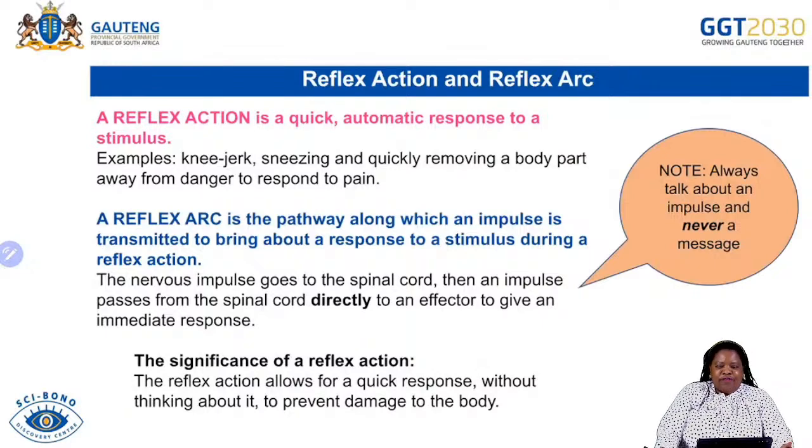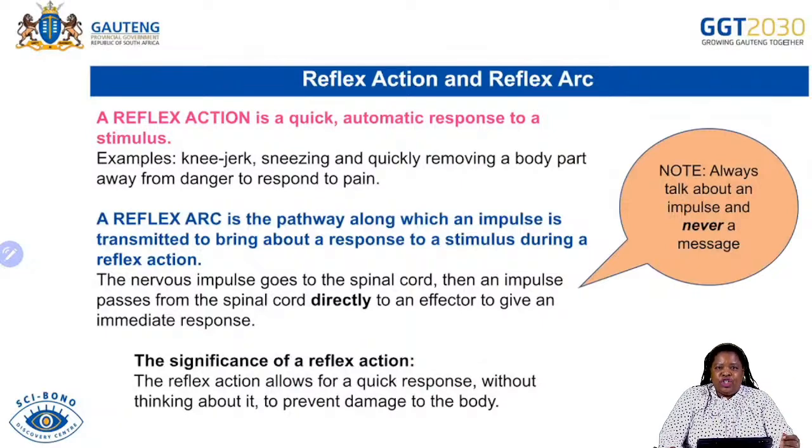Okay, we're going to look at the reflex action and reflex arc. Action, arc. Analyze those two words, action and arc. So with the reflex action, what do we mean by that? Now a reflex action is a quick response to the stimulus. You put your fingers on fire. Now, what is going to happen? When you act fast and remove your fingers, that actually is what? Reflex action. So reflex action is a quick response to the stimulus.